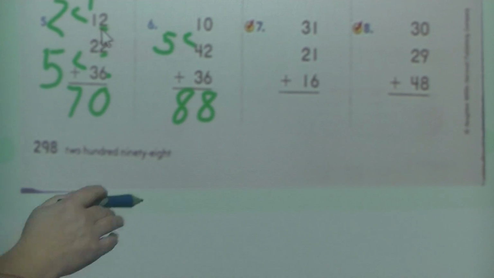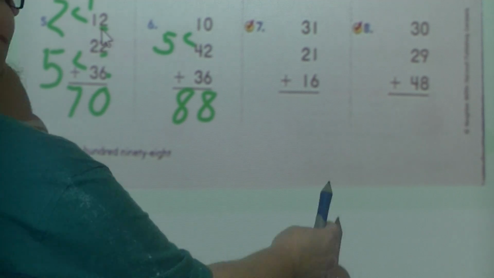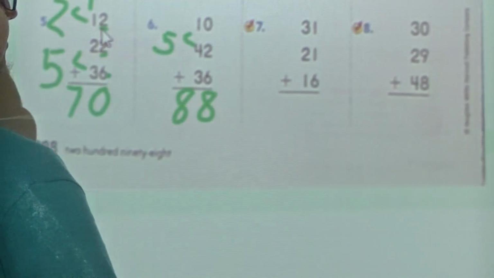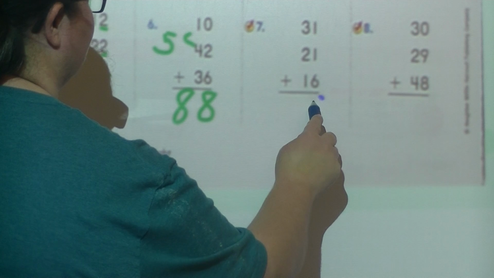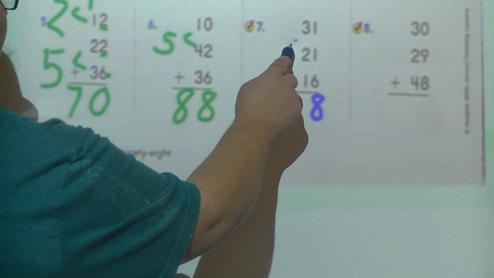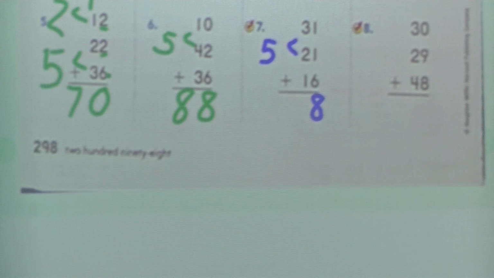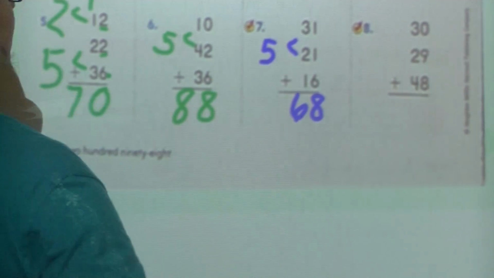Number 7, 31 plus 21 plus 16. Alright, add 1 plus 1 equals 2. 2 plus 6 is 8. No regrouping needed. On this side, 3 plus 2 equals 5. 5 plus 1 more equals 6. 68.